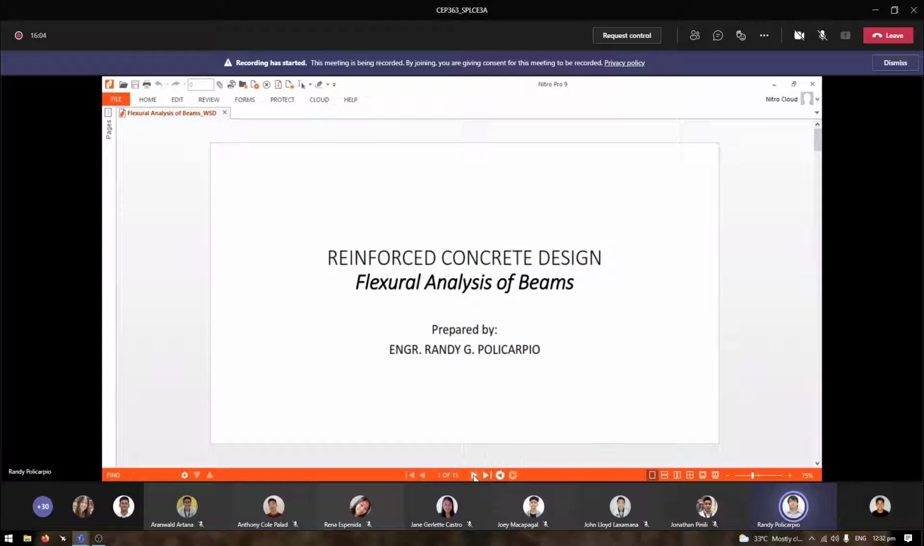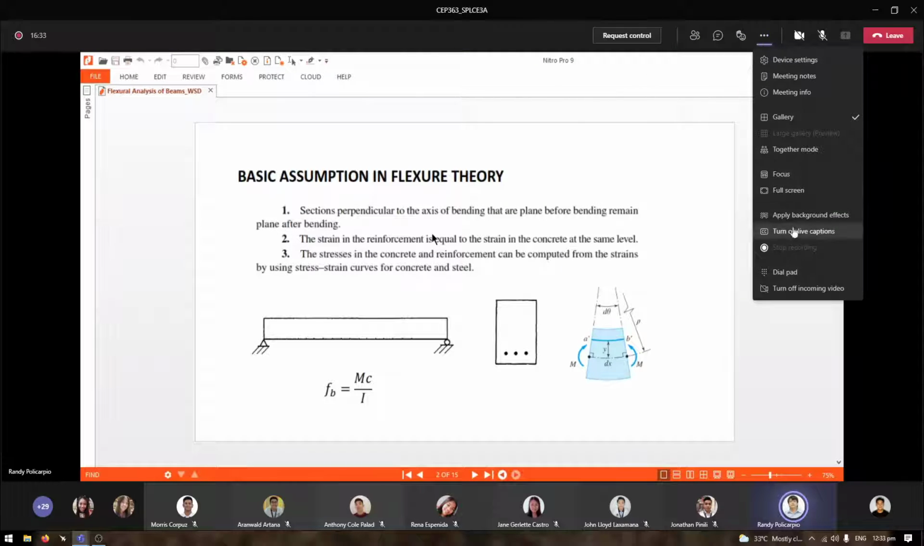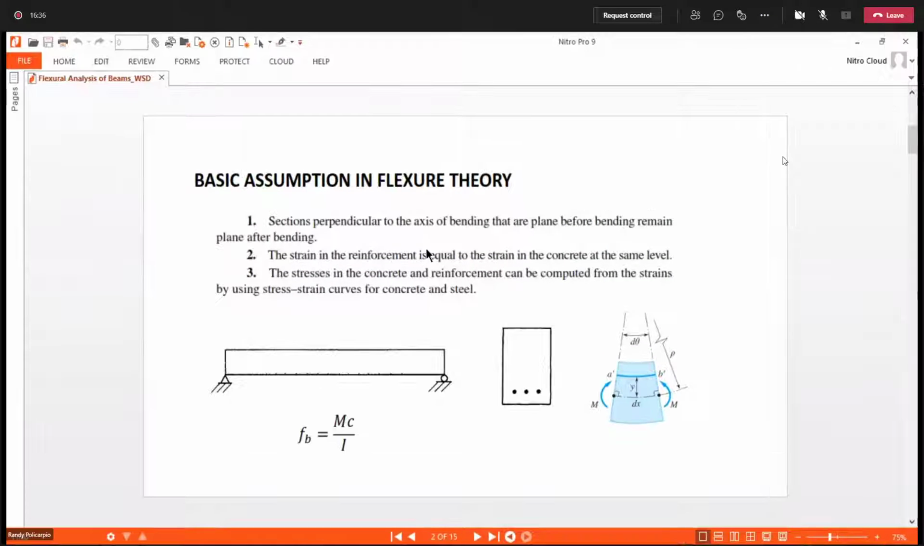Okay, so let us proceed now. Our lecture for today's meeting is all about flexural analysis of beams. Basic assumptions in flexure theory. Number one, sections perpendicular to the axis of bending that are plane before bending remain plane after bending. So our section will remain plane after bending. That is basically what the number one assumption is all about.